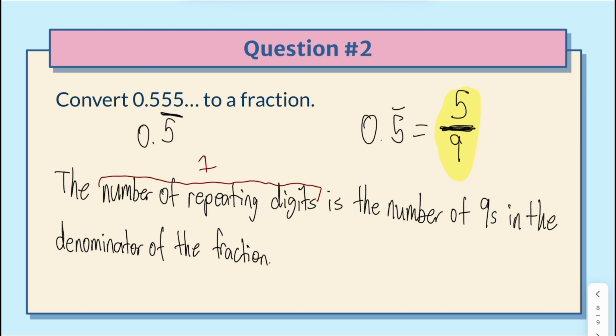Fun fact, if you convert this fraction into a decimal, you should get back this same answer. But the key takeaway is the number of repeating digits is the number of nines in the denominator of the fraction. Again, there will be a practice worksheet in the description so that you have more practice with converting decimals and fractions, especially with repeating decimals.